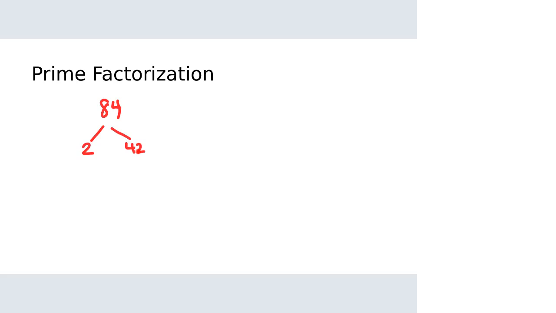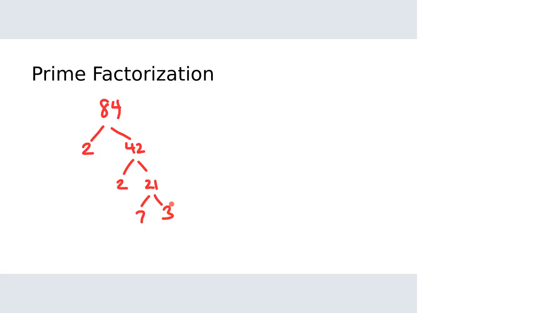Now, I can't break down that 2 anymore, but I can break down that 42. It's an even number, so this is going to be 2 times 21. Can't break down the 2, but I can break down that 21 into 3 times 7. And actually, I want to write it as 7 times 3, just for illustration purposes. And once I get to a place where at the end of every one of these strings I only have prime numbers, nothing will go into it except one and itself, then I have the prime factorization of that number.